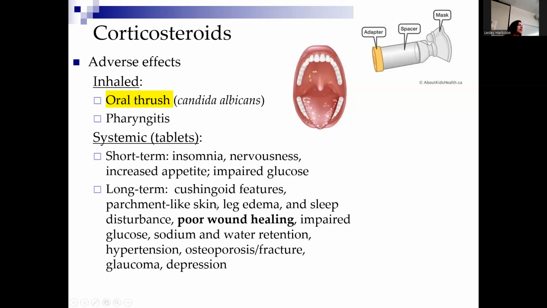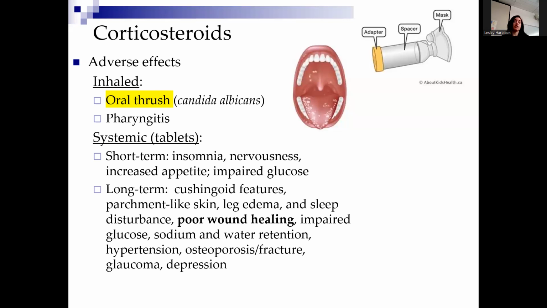Parchment-like skin, that's thin, crepey skin. Leg edema, swelling in the legs, sleep disturbance, poor wound healing. That's a big one for us because it could affect periodontal disease. It could affect any wounds in the mouth. If you do SRP, it might not respond as well. Impaired glucose, sodium and water retention, hypertension, osteoporosis, fractures, glaucoma, and depression. So a lot of systemic side effects that are really serious if somebody is on a long-term systemic steroid.